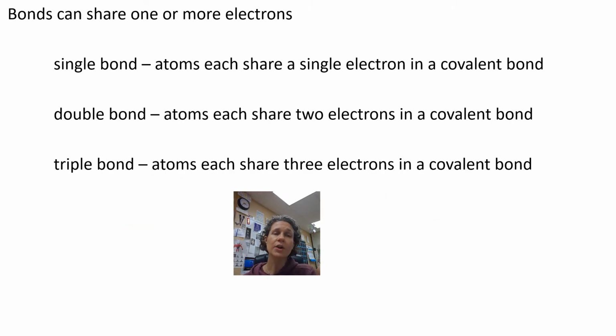Now, with covalent bonds, you can have a single bond, which is what we just drew on the previous page. Each atom contributes 1 electron, and so they have that pair, the 2 between them. In double bonds, they each share 2, which means they're actually sharing 4 electrons. In a triple bond, they each share 3, so they have 6 total electrons between them.